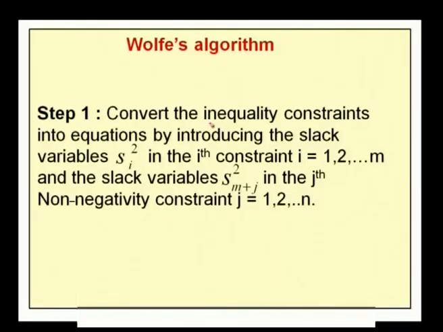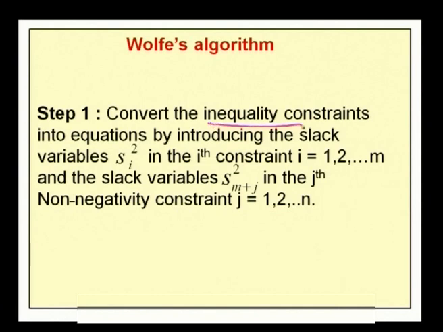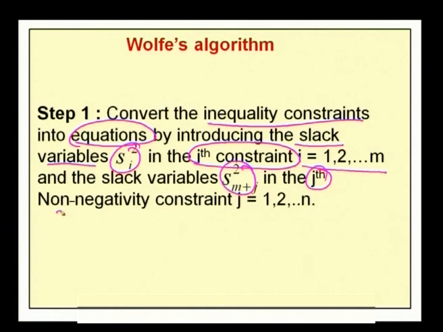The first step of Wolfe's algorithm is to convert the inequality constraints into equations by introducing the slack variable s_i squared in the ith constraint, where i varies from 1 to m, and the slack variable s_{m+j} squared in the jth non-negativity constraint, j equal to 1 to n. So, the first step is we convert the inequality constraints into equations by introducing slack variables in the given set of constraints and non-negativity constraints.